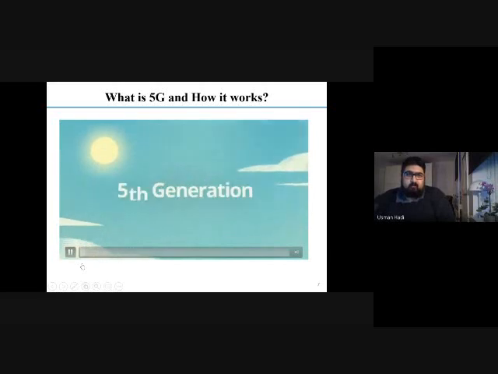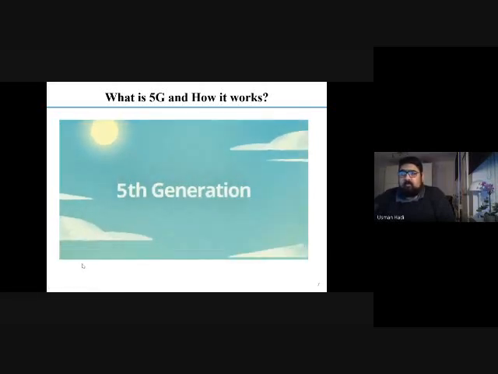So basically, because we are talking about 5G and we are looking at how it works, I have added a little animation here to explain to all the audience, especially the students who have joined us, how this is evolving and how it works. So let's have a look at how the generations have evolved.